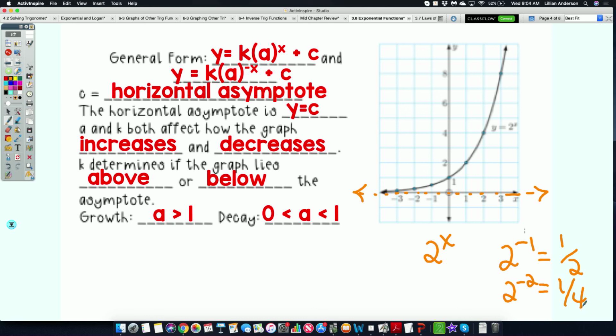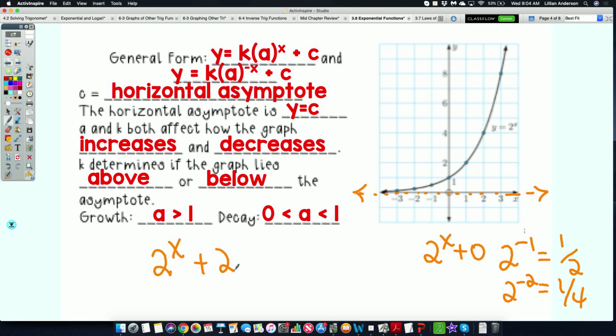So that c, that number that's being added to the base, that's always going to represent your horizontal asymptote. Okay, that's going to be the lowest that graph is going to go. No, it will not always be 0, because if you had a plus 2, this graph has now been shifted up 2 units, which means the lowest that it's ever going to go is 2. It's never going to cross or touch 2. It's going to get really, really close, but never actually be that value.